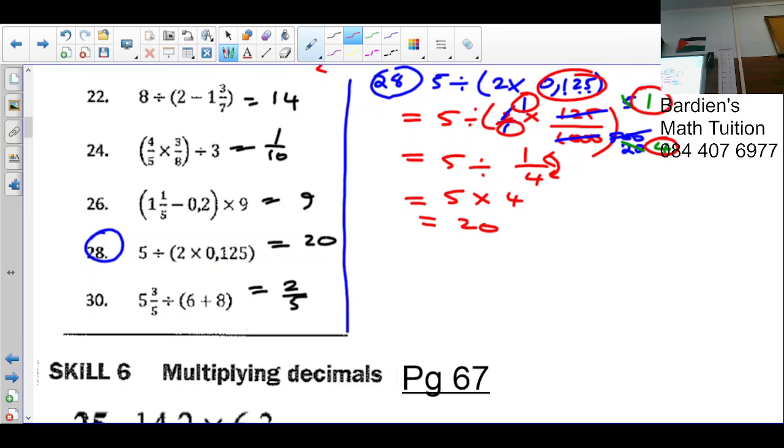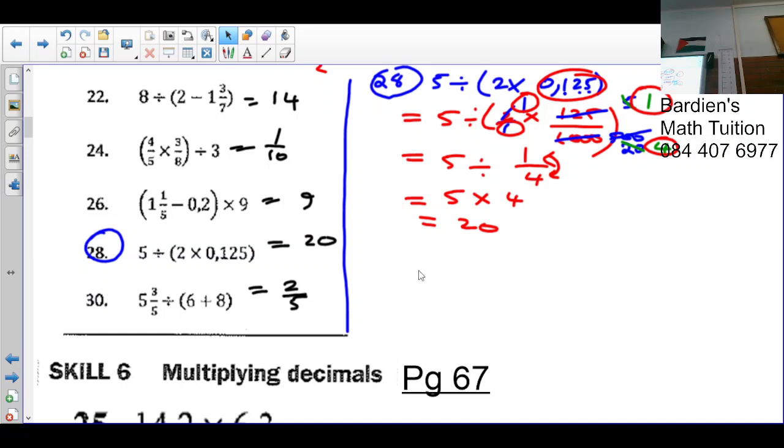As I said, for me it's easier to work with fractions. That's why I'd rather change everything to fractions first. You all understand? You got it, Michael?